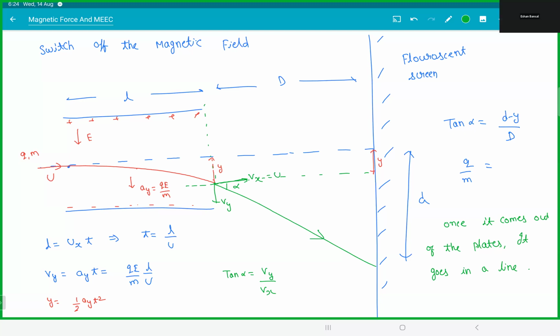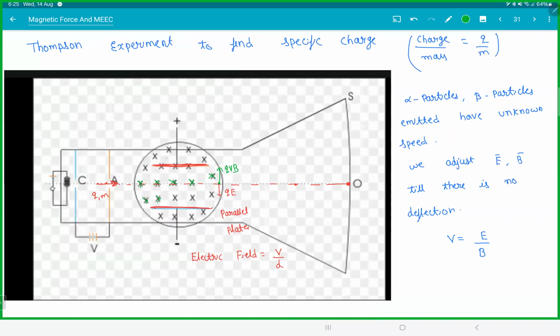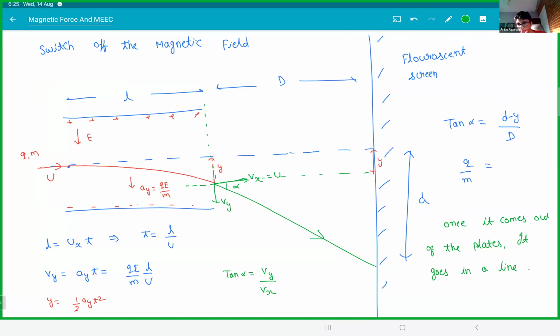Yes, sir, clear. You can switch off either field to do the calculations, right? Electric field is safer. Magnetic field, if you can see how it is at a circle, it becomes pretty messy. Yeah, right. With electric field parallel plates, you can control it pretty well.